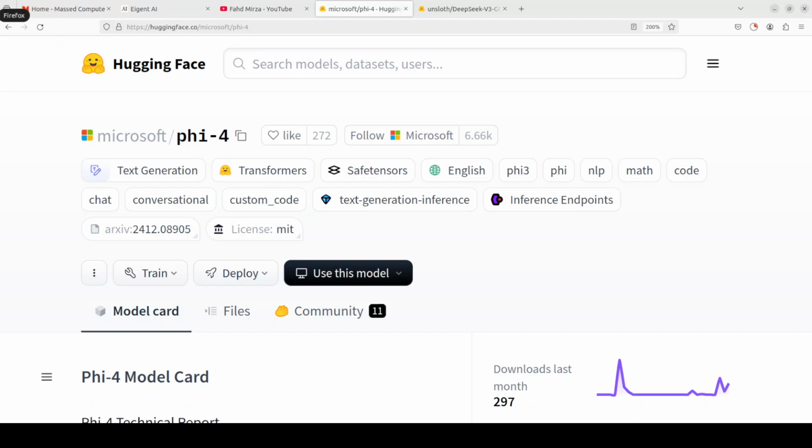Microsoft just trained it during 21 days. That's it. So just 3 weeks. And they used around 2000 H100 GPUs with 80 GB of VRAM.